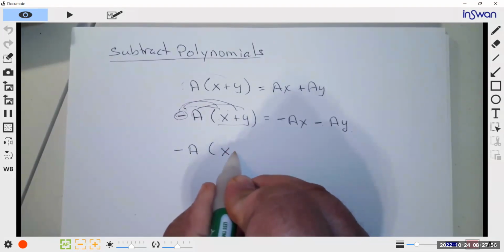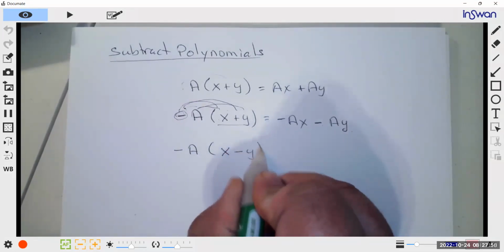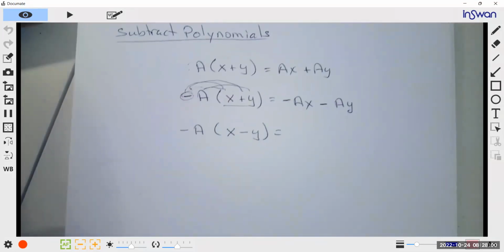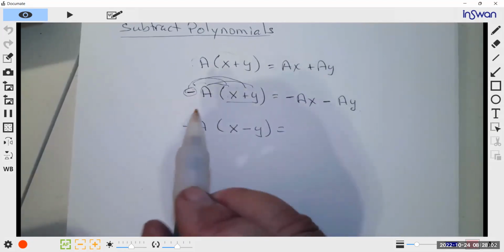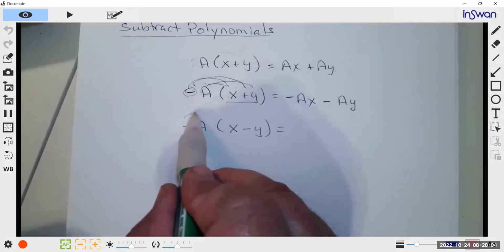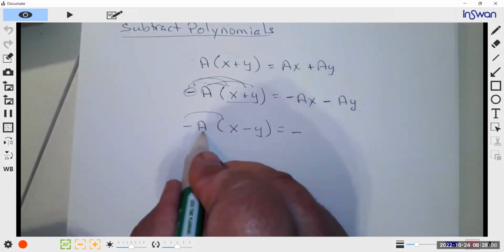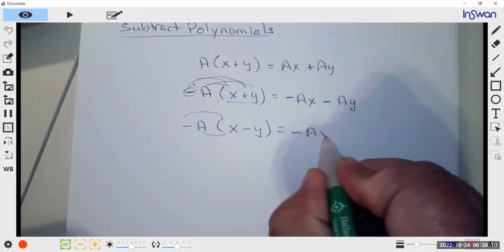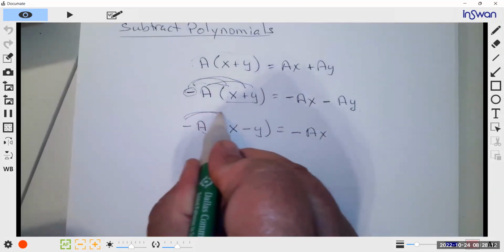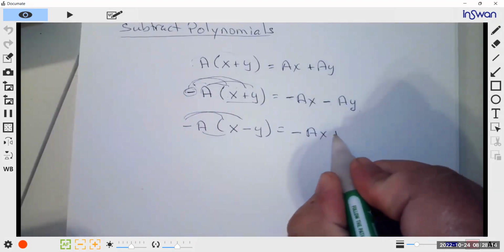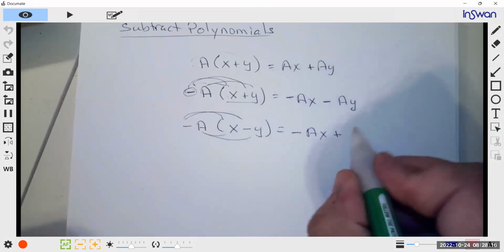So what if I had x minus y? Again, signs and numbers differently. Negative times positive is a negative. A times x is ax. Negative times negative is a positive. A times y is ay.